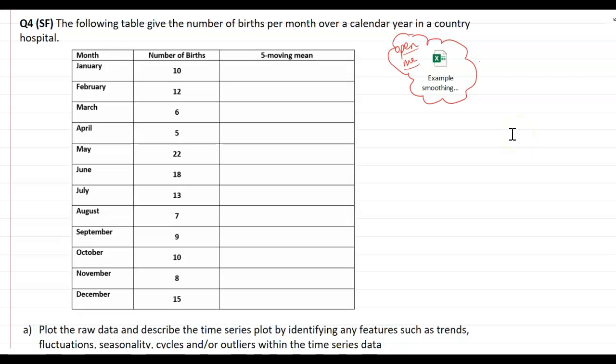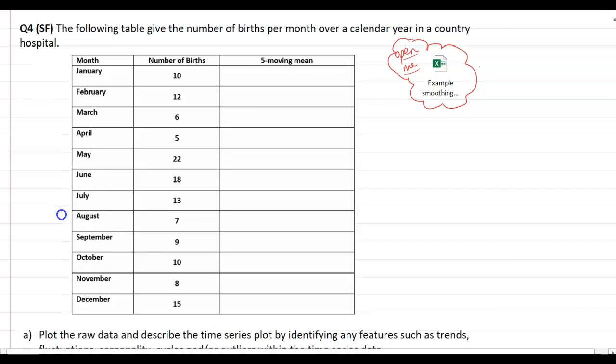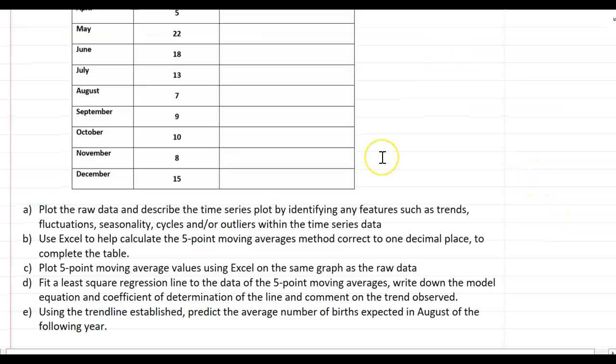So we've got a table on the number of births per month over a calendar year in a country hospital. You've been given the raw number of births there, and I've included a spreadsheet that you can access with that data in it already. If you don't have that, then you can just do it from scratch. The question's asking us to plot the raw data, describe the time series plot by identifying any features such as trends, fluctuations, seasonality, cycles, or outliers.